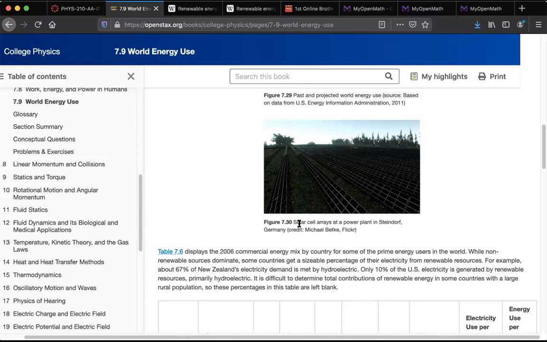And solar has this problem as well, to a slightly lesser degree, which is that the sun isn't always shining, the wind isn't always blowing, right? And so it means that the energy that gets generated has these ups and downs, and so that's actually less useful.